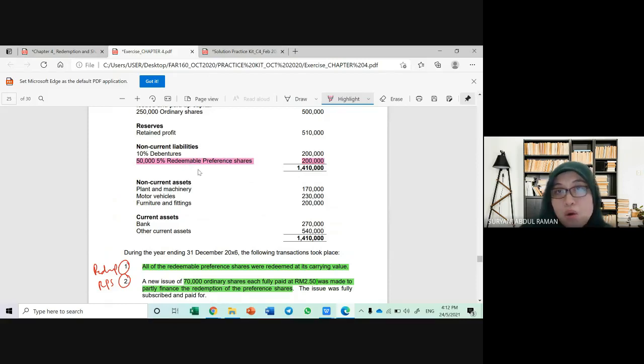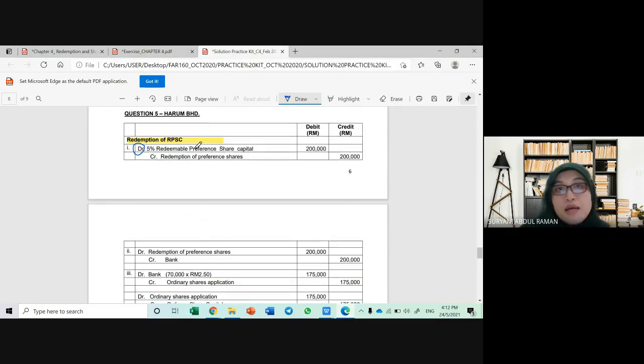How much? All. So it's going to be redeemed at its carrying value. Carrying value here refers to the current amount in the statement of financial position. So debit RPSC with 200,000. You are going to redeem all. Credit to redemption of preference shares, and the next step is you make the payment.